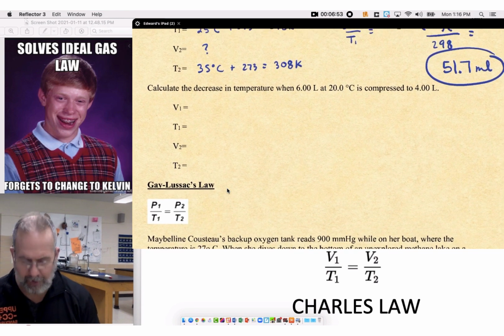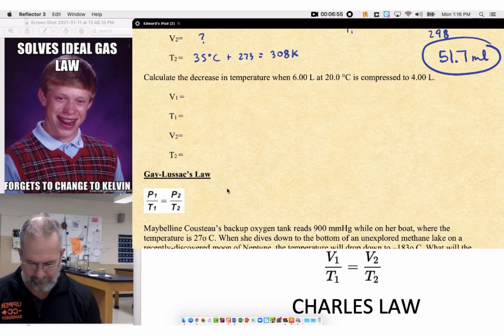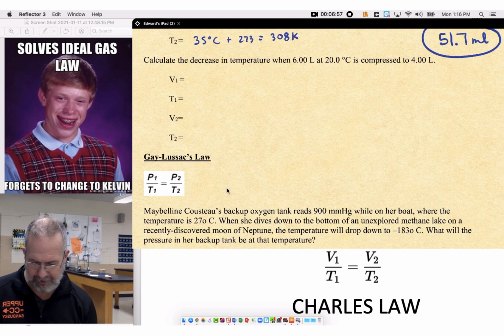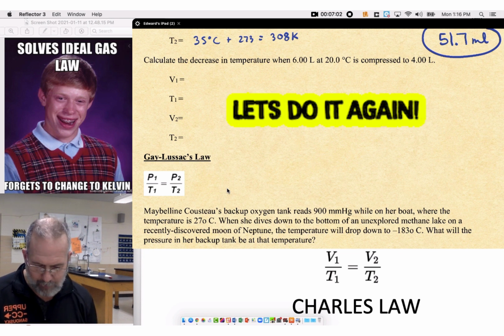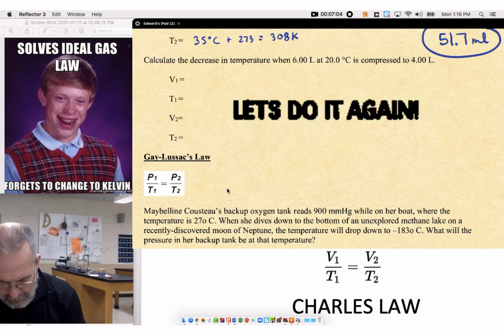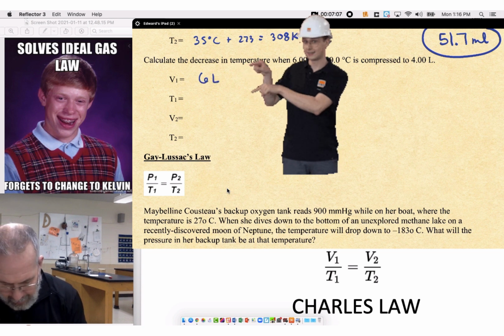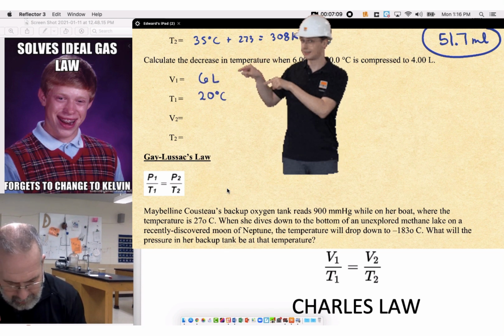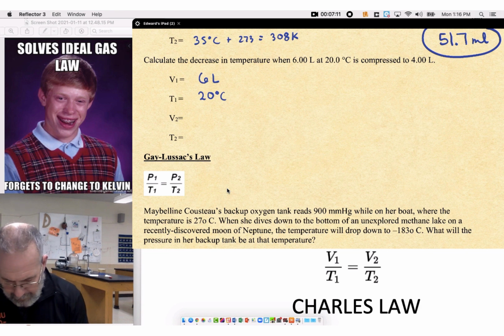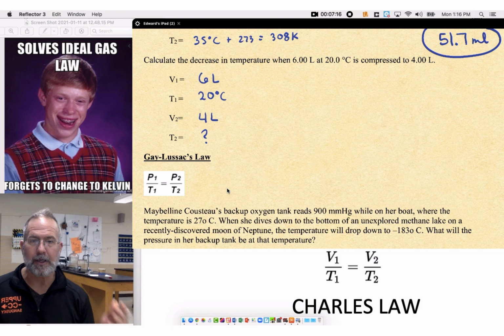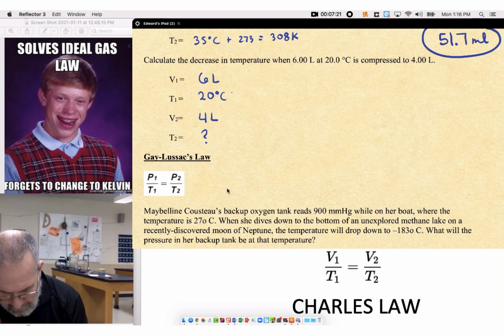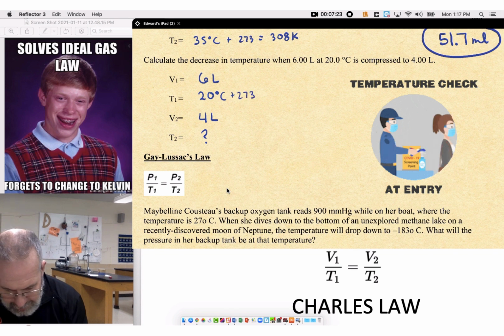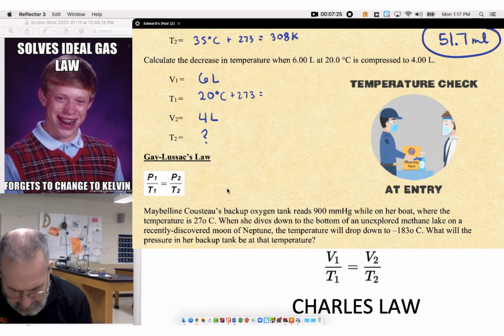Okay, now solving for temperature. We're going to follow the same things that we just did. Let's get this down. Calculate the decrease in temperature when 6 liters at 20 degrees Celsius is compressed to 4 liters. We're trying to find this next temperature. Again, labels are consistent, liters, and we have to make sure that we have this changed to Kelvin. So that's 293.